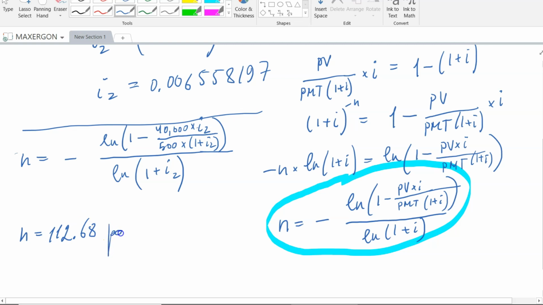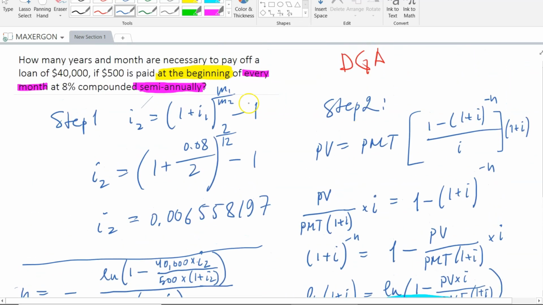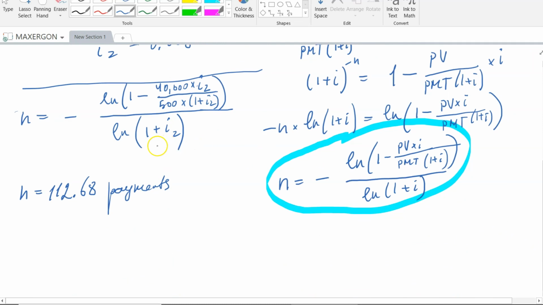112.68 payments. We need to remember that payments are happening at the beginning of every month. When we found 112.68 payments, this means that there are 113 payments in total: 112 whole payments, and there will be also one partial payment. However, because this is a due annuity, we're talking about 112 months.